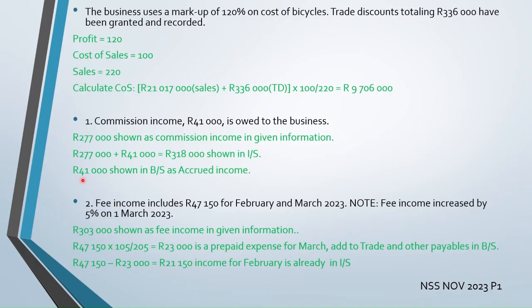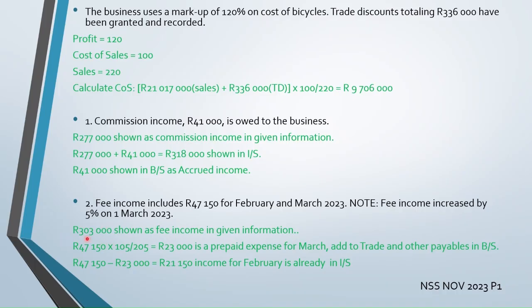But this 41 is shown in the balance statement as an accrued income because it is still owed to the business. It is not yet paid, it has not yet been received. And then the next one, the fee income includes 47,150 for February and March 2023. Note that the fee income increased by 5% on 1 March 2023.